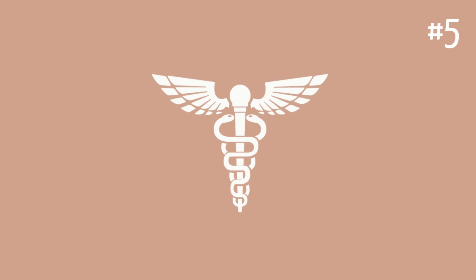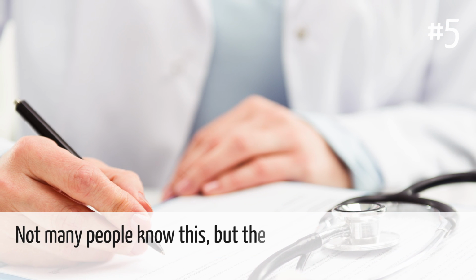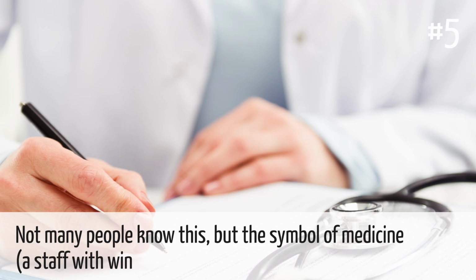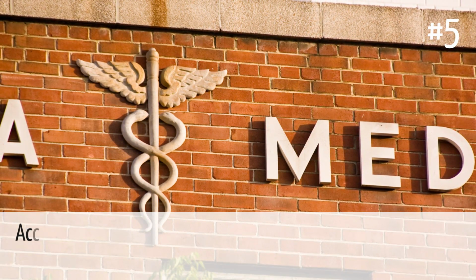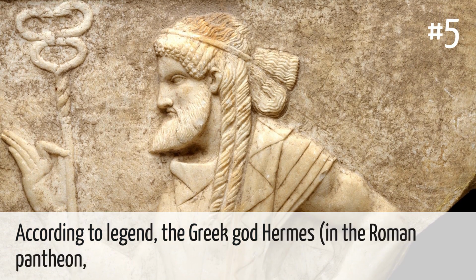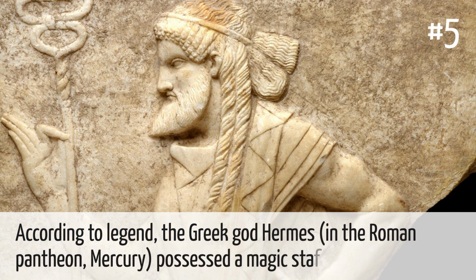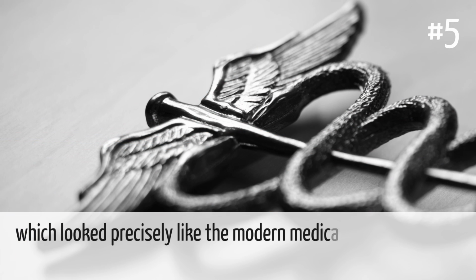Symbol number 5, the medical symbol. Not many people know this, but the symbol of medicine, a staff with wings and 2 snakes, was first adopted by mistake. According to legend, the Greek god Hermes, in the Roman pantheon Mercury, possessed a magic staff, the caduceus, which looked precisely like the modern medical symbol.